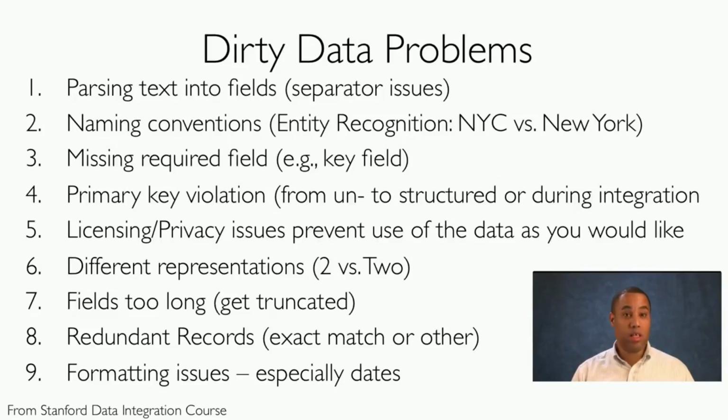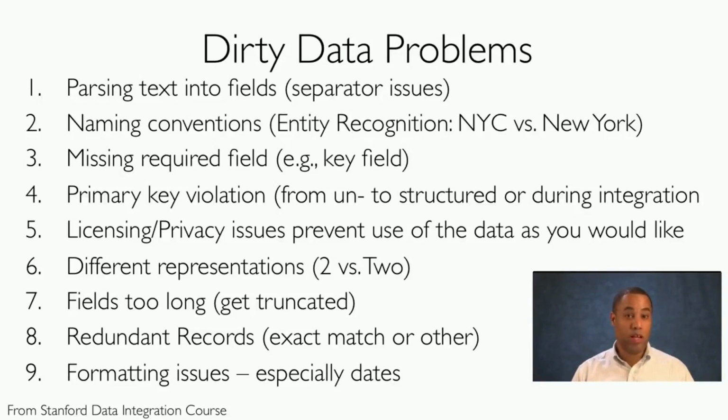We may have missing information like a required field, for example, a key field that we're using for tabular data. We also may have violations of what's called the primary key in a database when we move from unstructured to structured data, or when we're trying to integrate additional data into our database. We may have licensing or privacy issues that prevent us from using data the way that we'd like to.